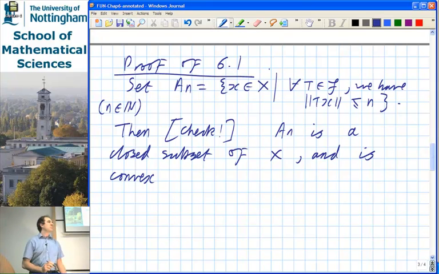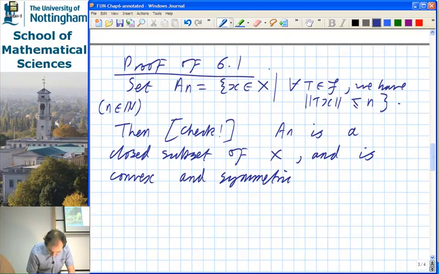Things like this involving norm of Tx, it's quite easy to check that you'll end up with a convex set of X's. And symmetric about the origin, which is pretty obvious. If you replace x with minus x, you don't change the norm of Tx, so that bit's completely obvious. So it's already closed. We don't have to close it, which is nice. I claim that the union of these A_n's is the whole of X.